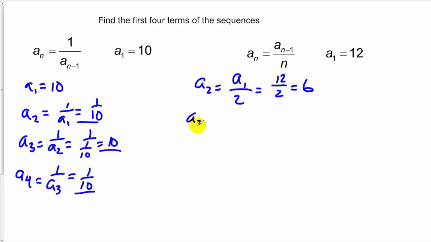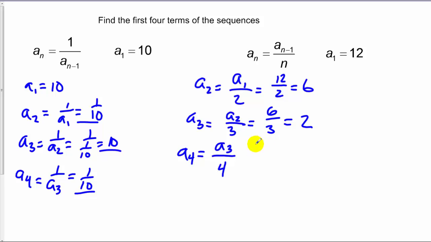To get my third term, I'm going to take my previous term, which is my second term, over, now in this case the n value goes to 3 because that's my subscript. So I've got 6 over 3, which is 2. To get my fourth term, I use my previous term, which is my third term, over, notice my n value is now 4. And my third term was 2, so 2 over 4 is equal to 1/2.